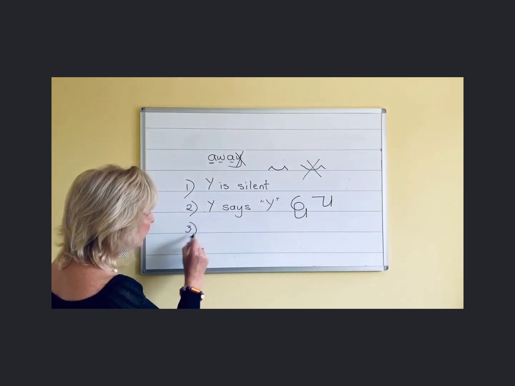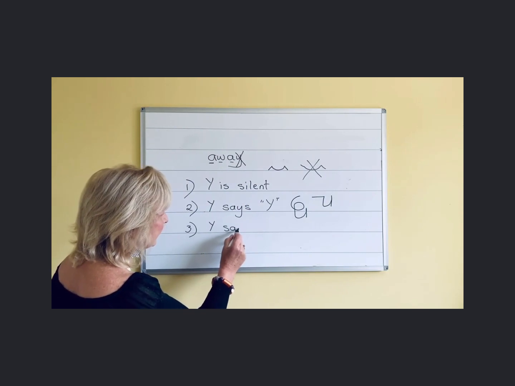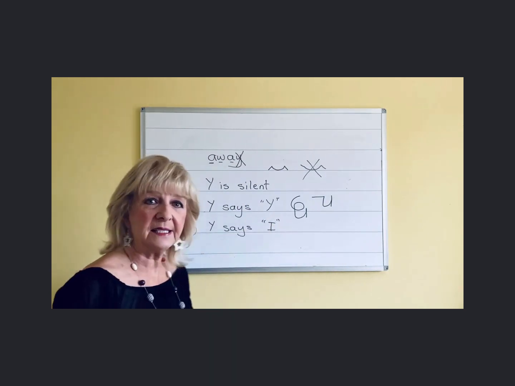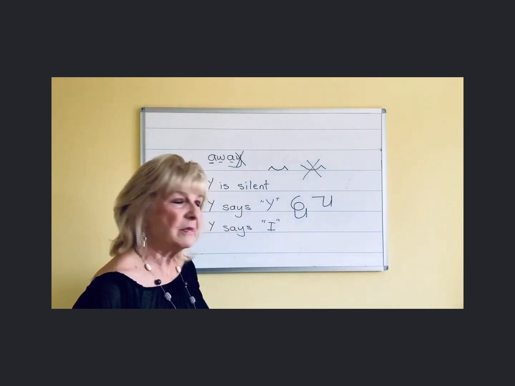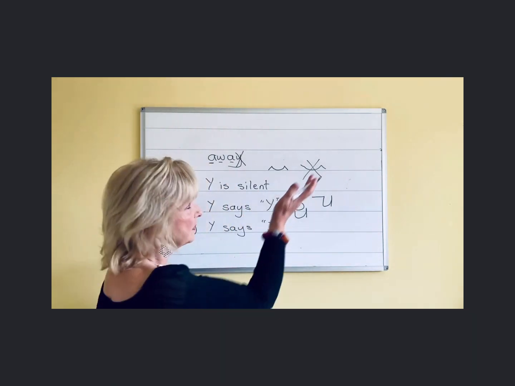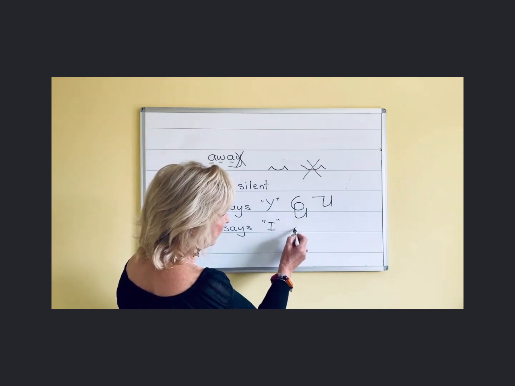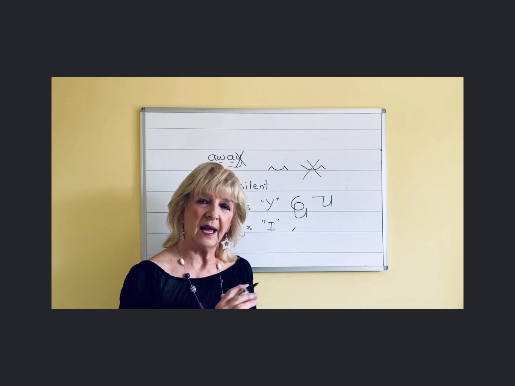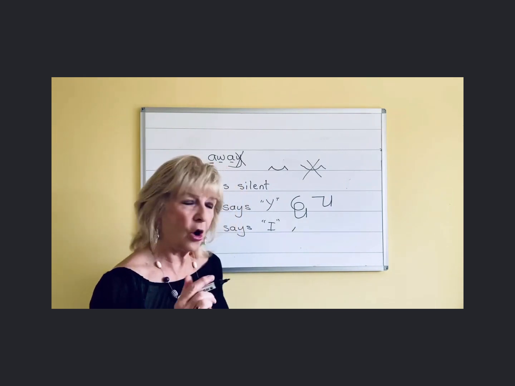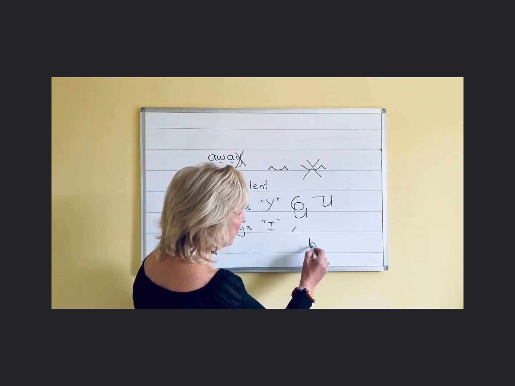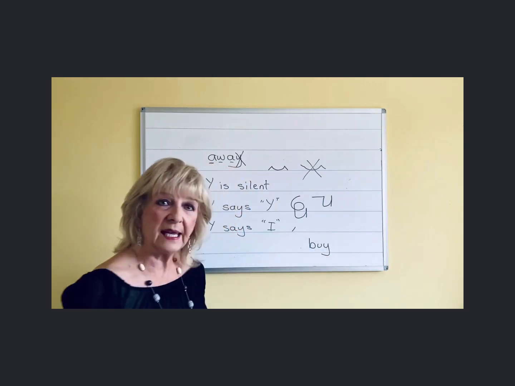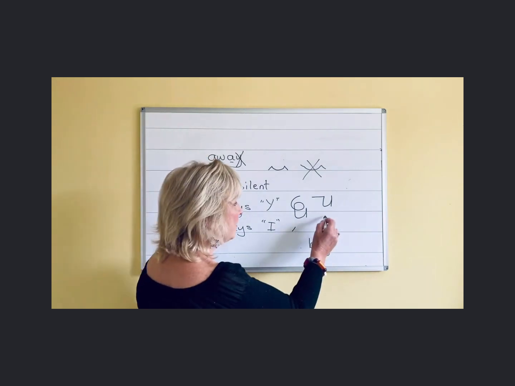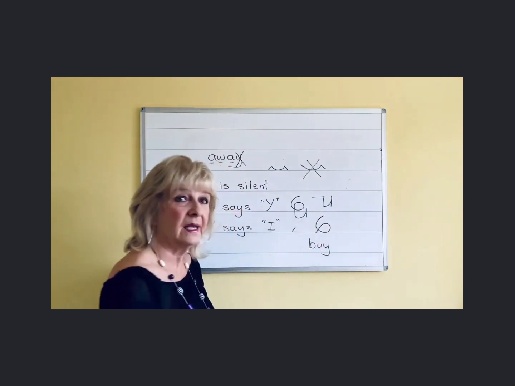And the third one is when Y says I. Now last lesson we did the indicators, and you'll remember that the I indicator slopes in this direction, that one. So when Y says I, we use the I. Again, the Y is too long to write. So let's take a word like buy. It's got a Y in the spelling, but it's silent, buy. So we do the B and the I.